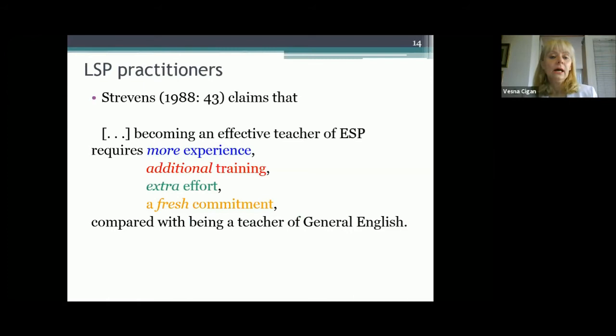Now I'd like to turn to the role of LSP practitioners. Keeping in mind the variety of LSP teaching aspects, practitioners are challenged to tackle a series of issues, as you know from your own experience. Stevens claims that becoming an effective teacher of ESP requires more experience, additional training, extra effort, a fresh commitment, compared with being a teacher of general English.